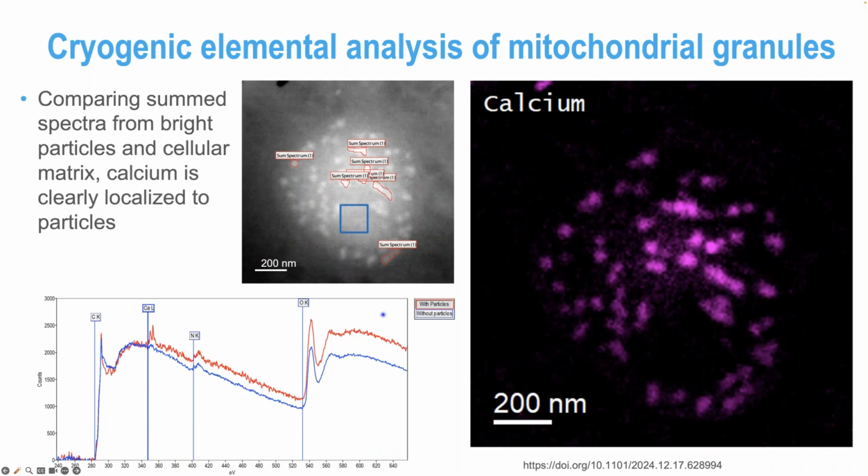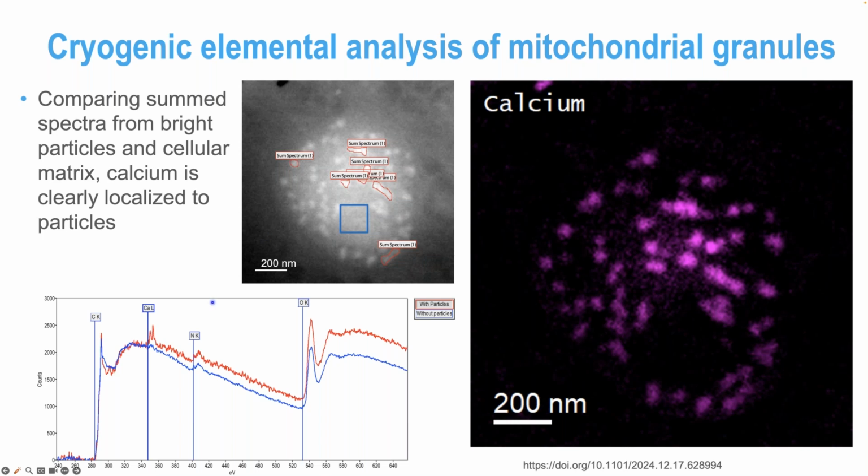We can actually then go and look at the spectra to verify this data. So we can selectively sum in these bright regions. Yep, that's basically what all of the red is here. And then sum in just the cellular matrix, so essentially avoid the bright regions. And then we can compare a spectral fingerprint in these granules versus the non-granule area.